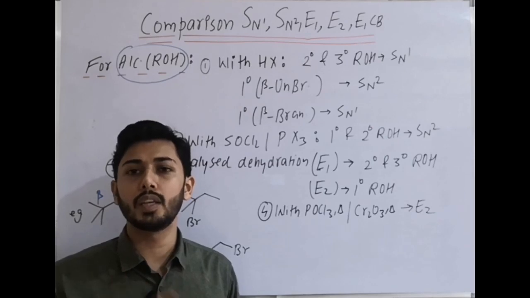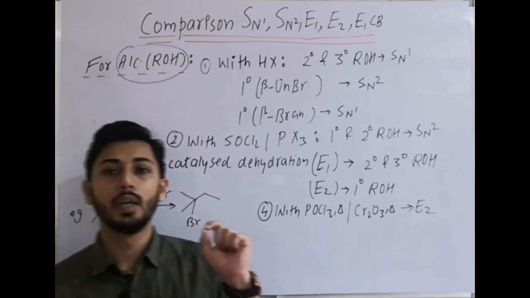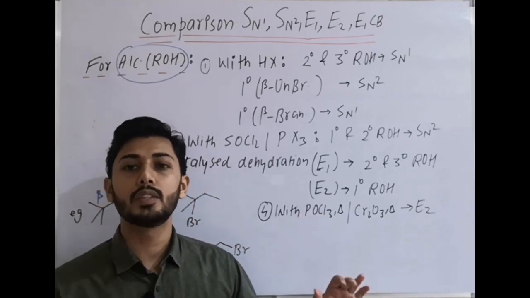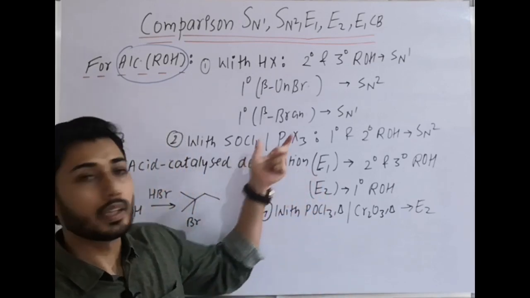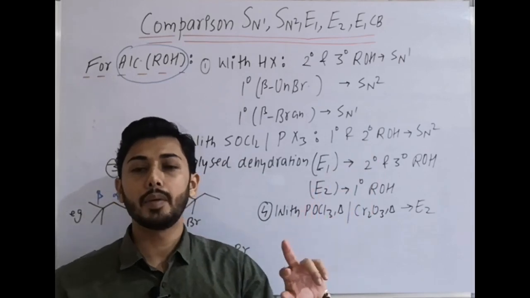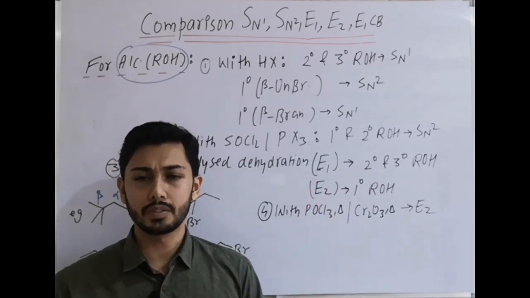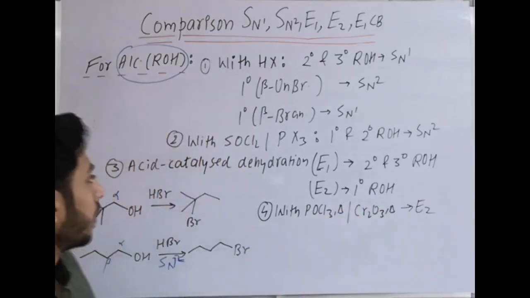No rearrangements are given in our syllabus, so we will not go beyond this. We will simply think: PCl3 or PX3 given, or SOCl2 given, the mechanism will be SN2. Alcohol with them gives the SN2 product. Here preferentially we take primary or secondary alcohol, not tertiary, due to steric reasons. Tertiary is not favored in this one.